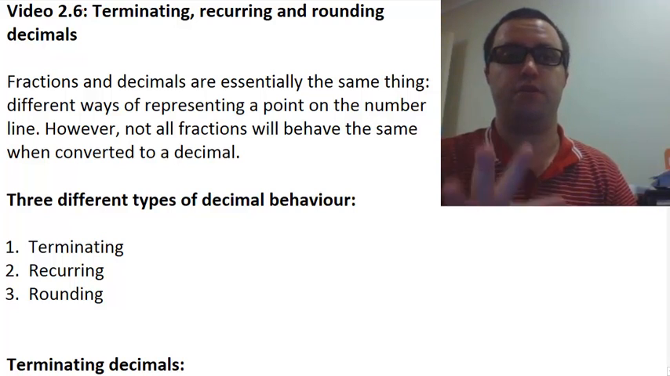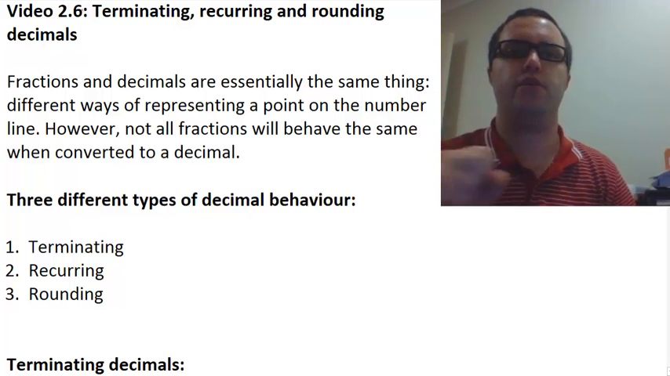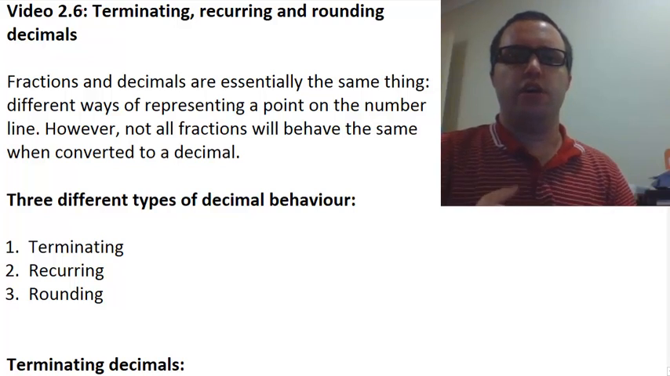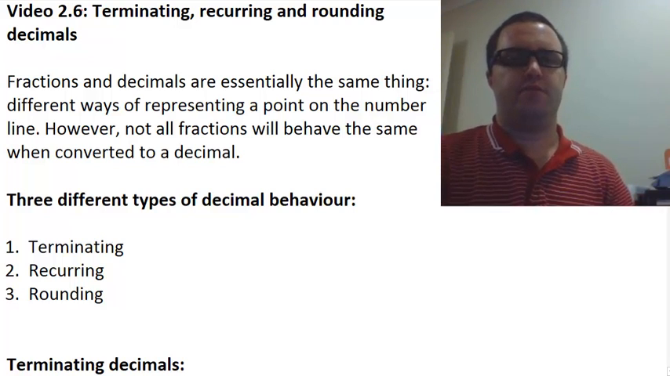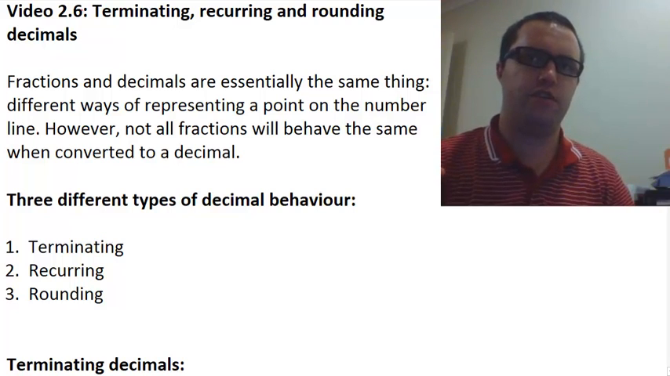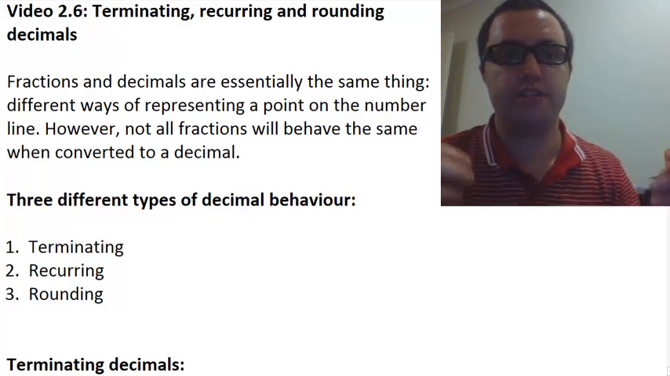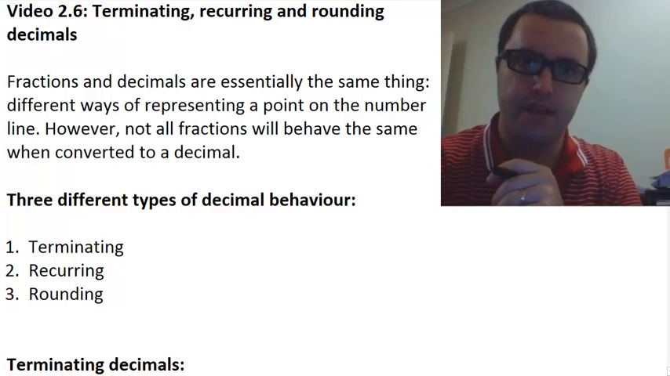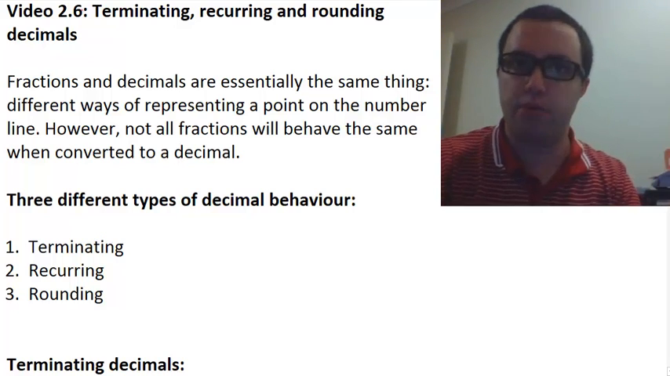This is video 2.6. We're going to be looking at terminating, recurring, and rounding decimals. Essentially, these are three different types of decimals that we're going to be working with this term. And as you should already know, fractions and decimals are essentially the same thing. They're just different ways of representing some point on the number line.